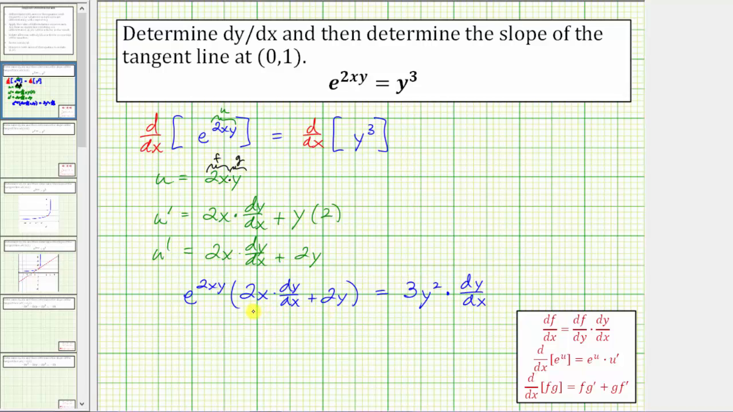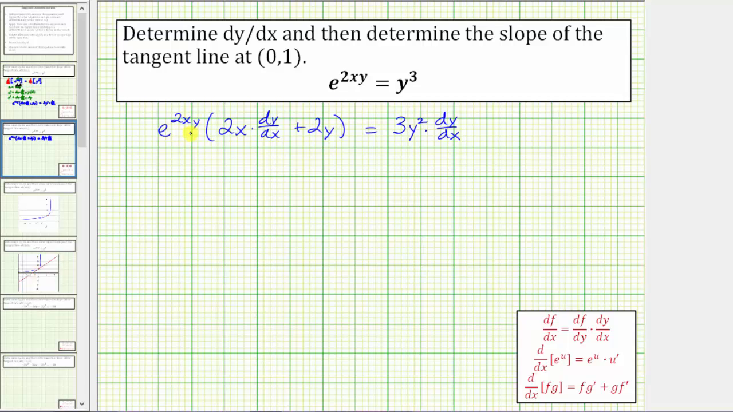Now that we have found the derivative of both sides with respect to x, we now need to solve this for dy/dx. And let's do this on the next slide. Let's clear the parentheses on the left side by distributing e raised to the power of 2xy. So we have 2x e^(2xy) times dy/dx plus 2y e^(2xy) equals 3y squared times dy/dx.